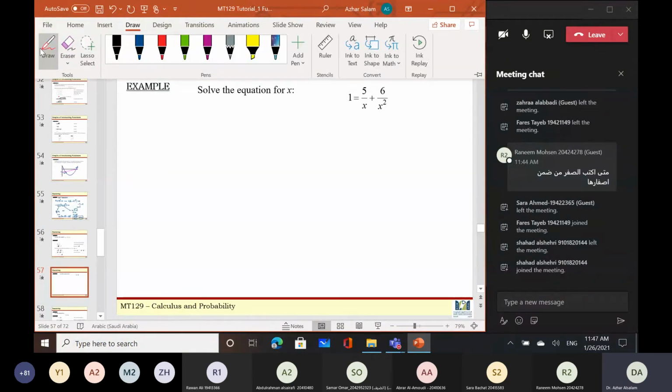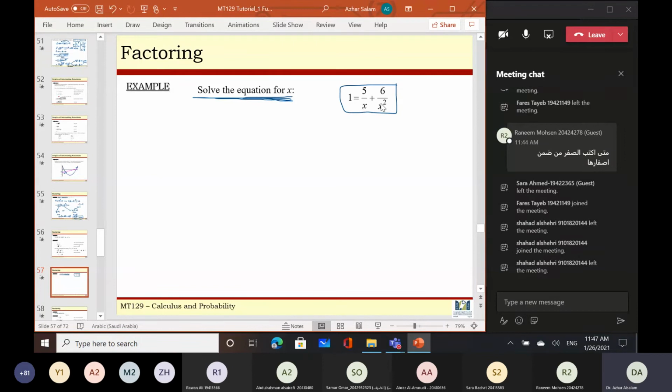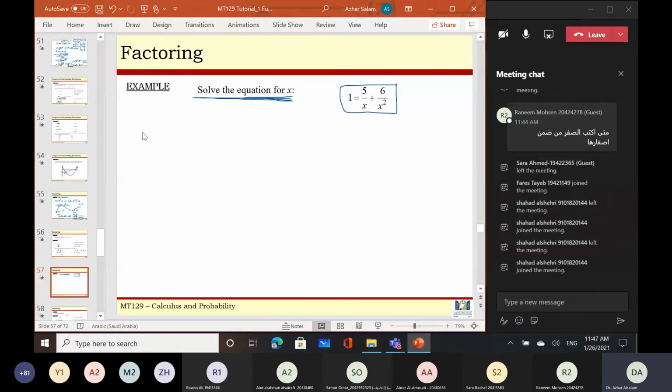Solve the equation. Solve the equation for x. معناته أوجد الحل أو أوجد قيمة x. Okay, this is the equation. I have here equality with 1 and I have here 2 rationals. عندي كسرين. لازم في البداية as I always do unify the denominators. لازم أوحد المقامات في البداية.